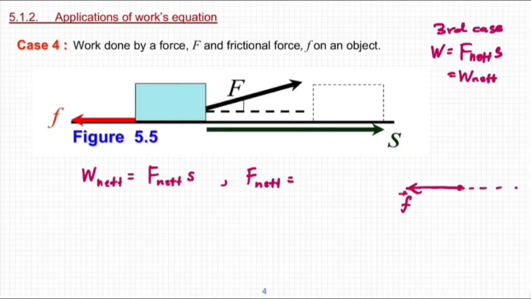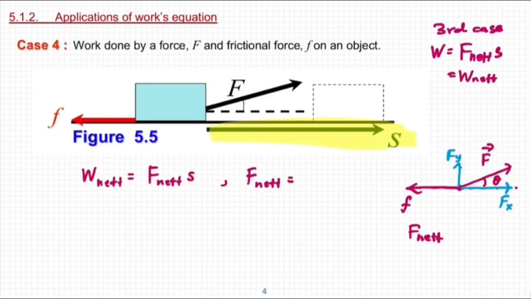And then basically what we have to do is draw the free body diagram of the object. So we have a frictional force to the left and force F with an angle to the horizontal. And now we would like to find what is F net. Since F has an angle to the horizontal, we can resolve it into Fx and Fy. So now we want to find F net, but how?